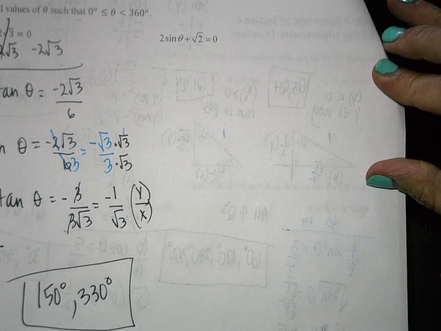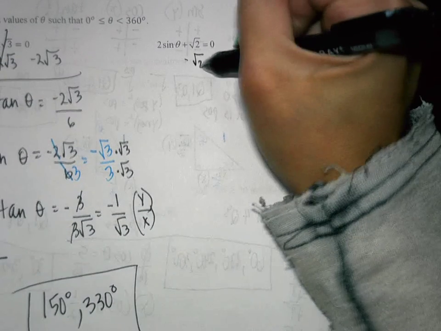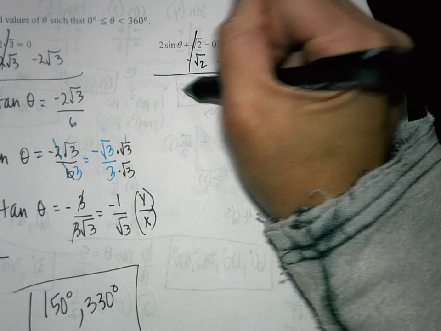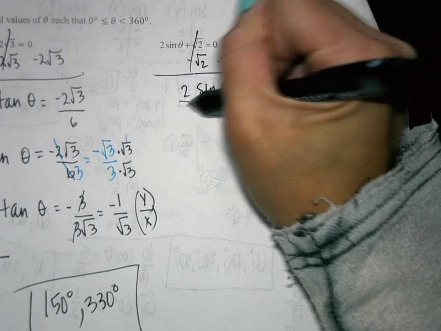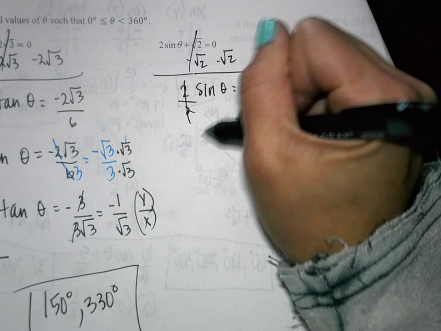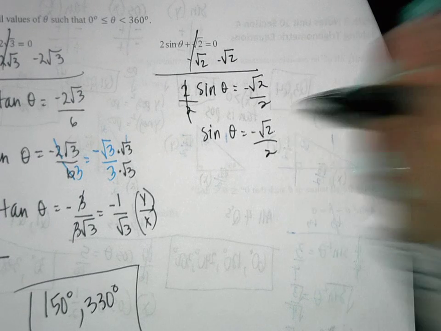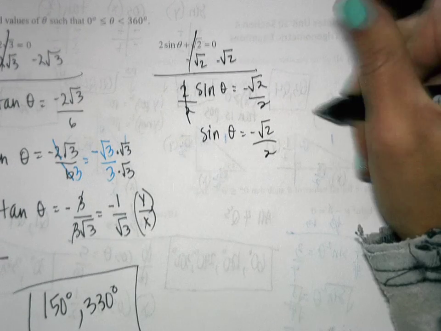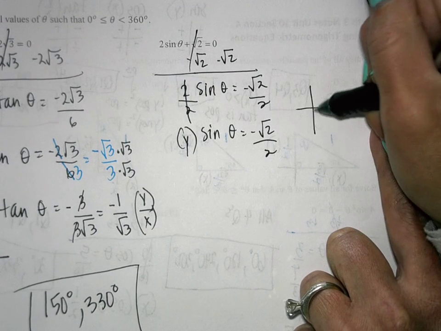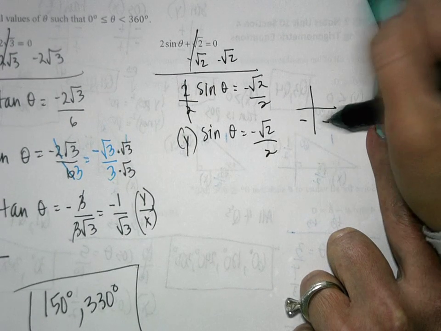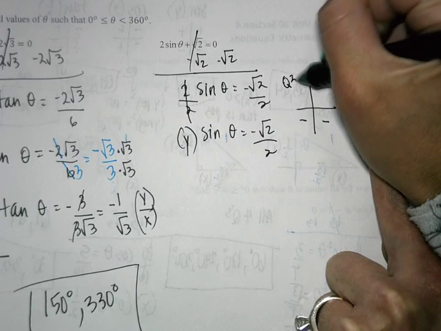Okay, last one of these problems. Get sine by itself. We subtract root 2 from both sides. 2 sine theta equals negative root 2. Divide by 2 on both sides. These eliminate. Sine of theta equals negative root 2 over 2. When is sine negative? If we think about sine as being y, where is y negative? Well, y is negative when you go down. So the two quadrants that we want the values in are going to be quadrant 3 and quadrant 4.